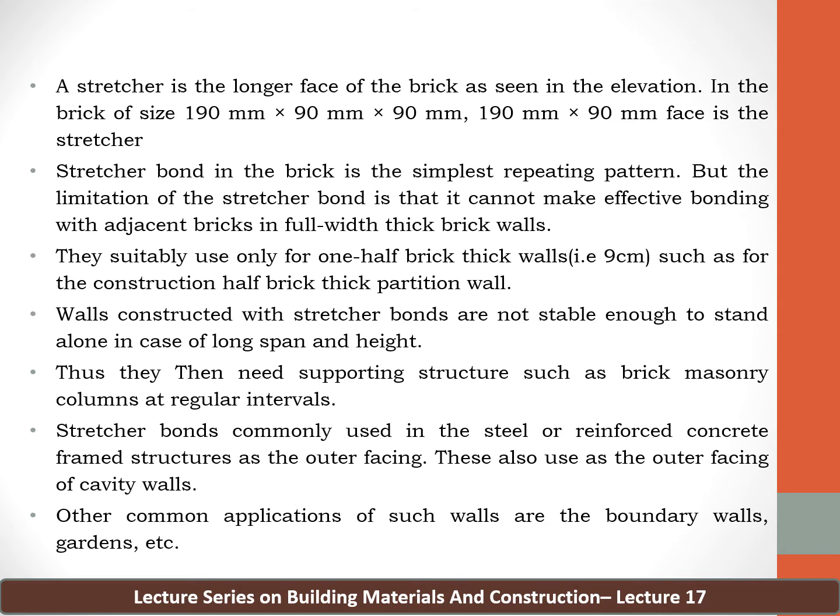They are suitably used only for one half brick thick wall, such as for the construction of half brick thick partition wall. They need supporting structures such as brick masonry columns at regular intervals. Other common applications are boundary walls, garden walls, etc. The stretcher bond is commonly used in steel or reinforced concrete framed structures as the outer facing. These are also used as the outer facing of cavity wall.